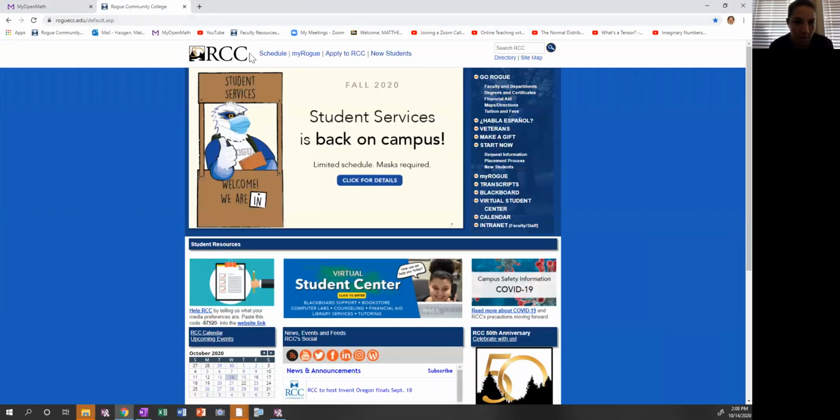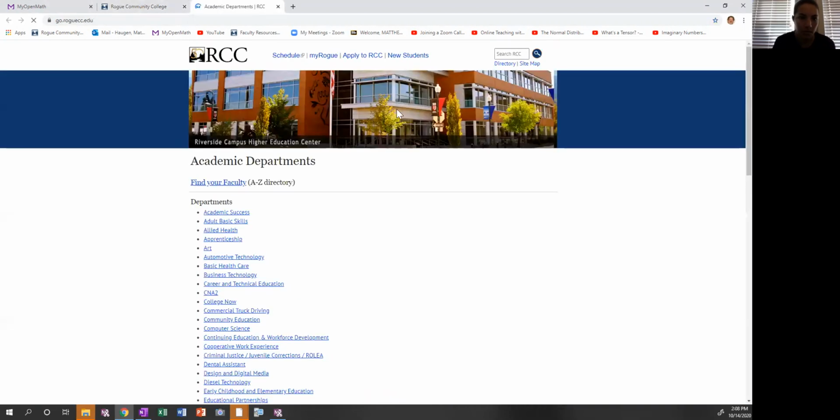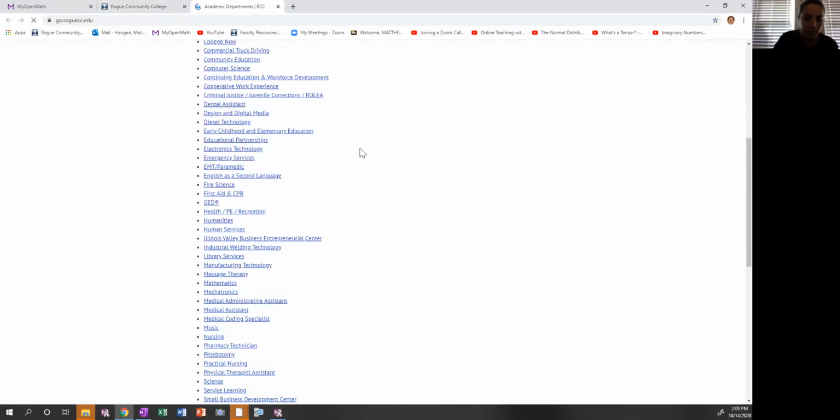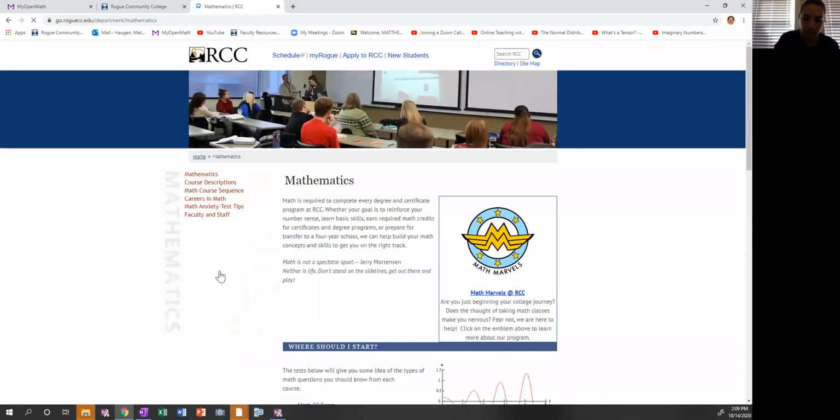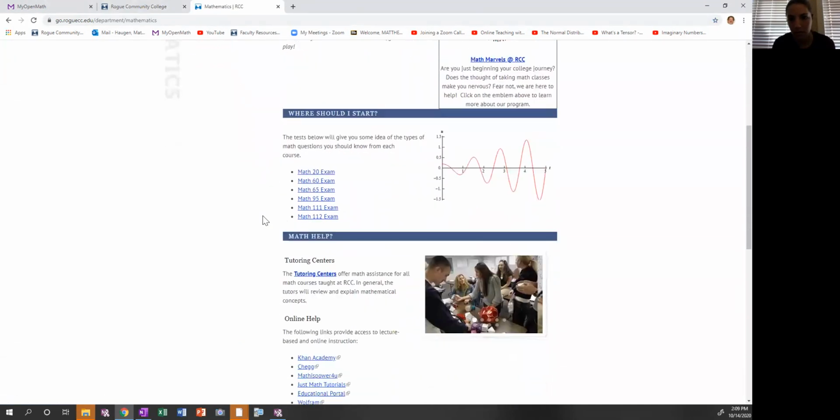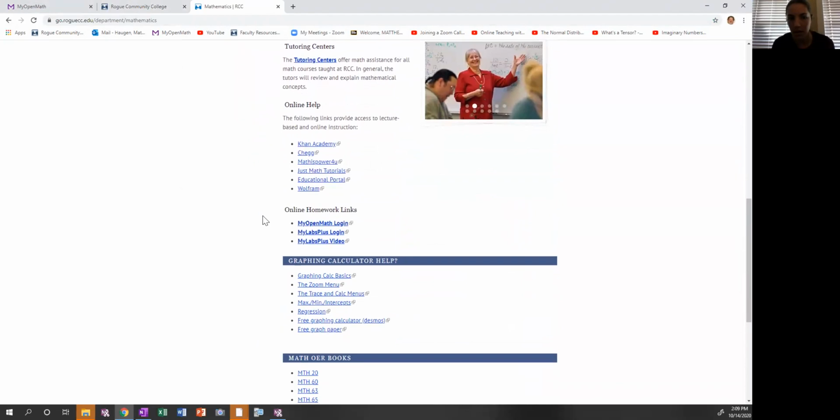the main RCC site. And then right here is faculty and departments. You can just search for the math department too, but go under faculty and departments and then scroll down to the math department. Down here near the bottom, I've placed some videos.